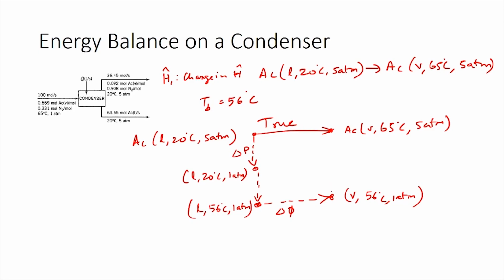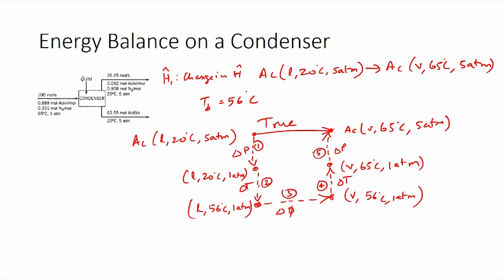So, from here you have to increase the temperature to vapor at 65 degrees Celsius and 1 atmosphere. Here you have only delta T, and the last step is only delta P, reaching acetone vapor at 65 degrees Celsius and 5 atmospheres. Now, we have built a hypothetical path with 5 steps. The first step is delta P, second step is delta T, third step is delta phi or phase change, fourth step is again delta T, fifth step is delta P.